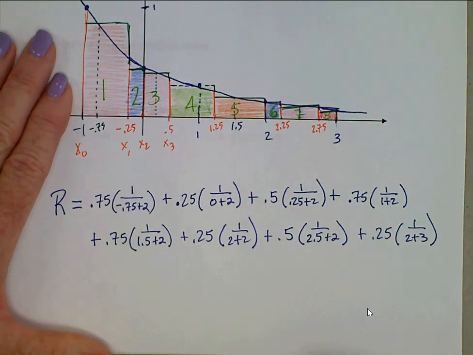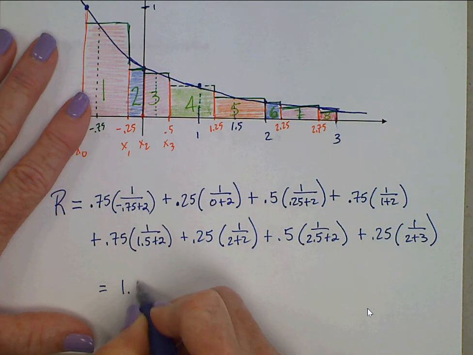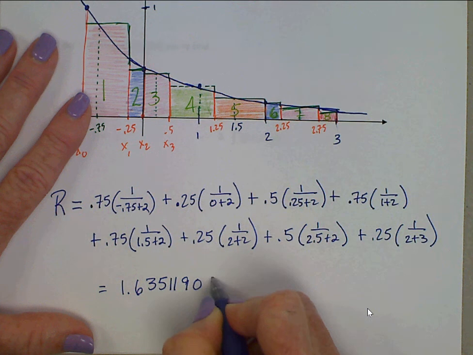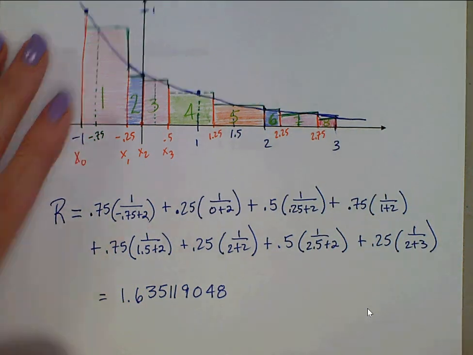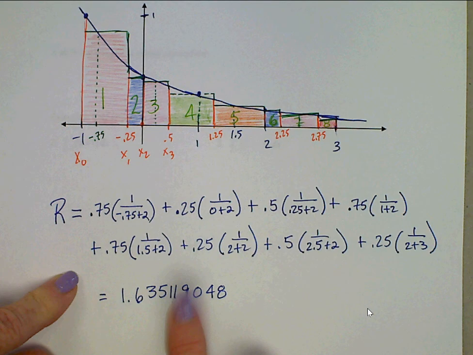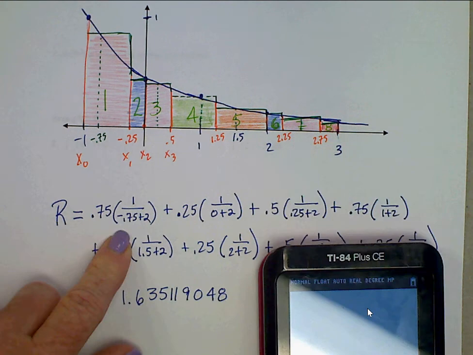When you enter all of this into your calculator, you will get that Riemann sum of 1.635119048. Please type this up into your calculator. Make sure you can come up with this number. I will show you this though. I would type this in just a little bit easier.